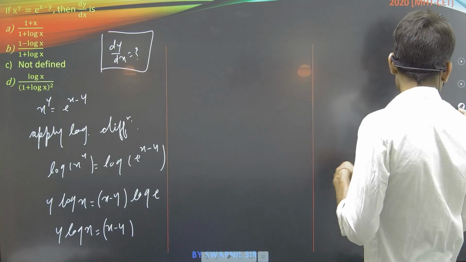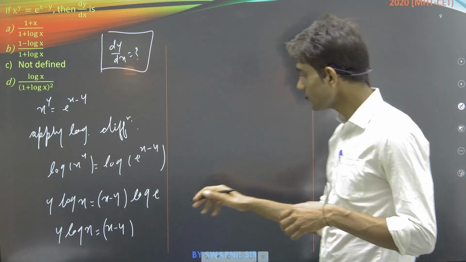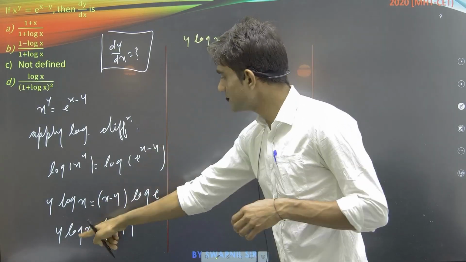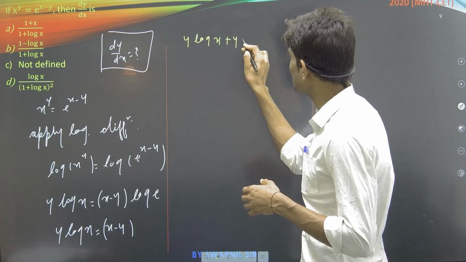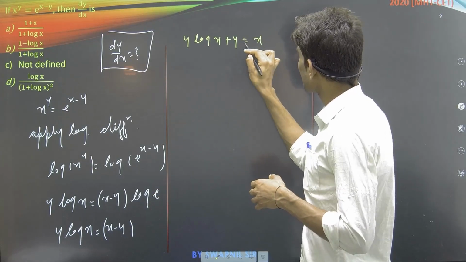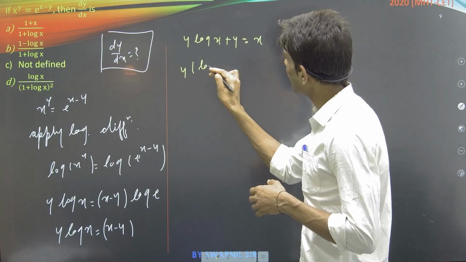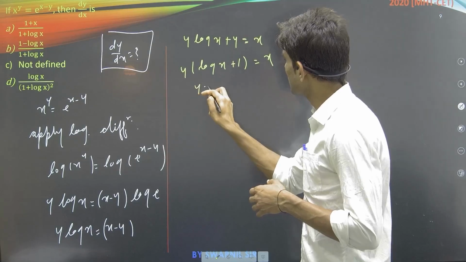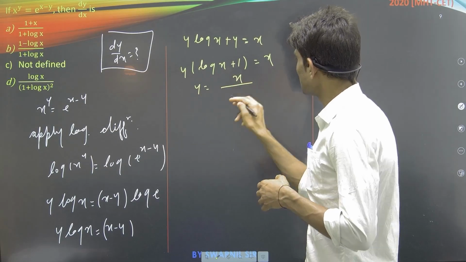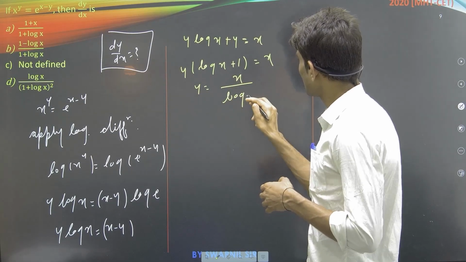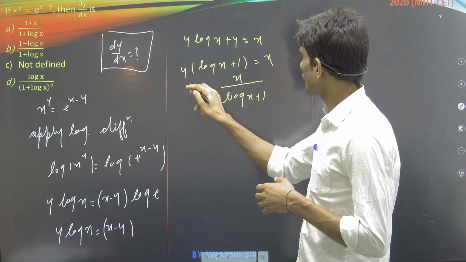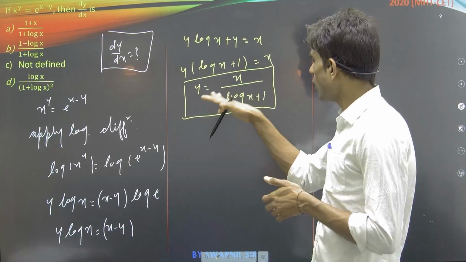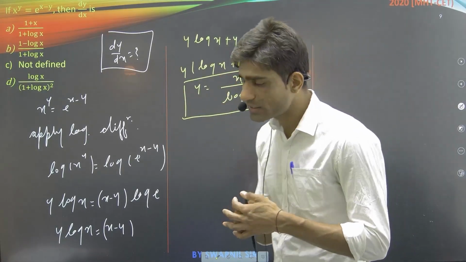So instead of arranging the terms later, let's arrange the terms first. Minus y to the other side: y log of x stays as it is, and minus y goes to the other side as plus y, with the remaining x on the other side. Take y common from here: y times log of x plus 1 equals x. So y equals x divided by log of x plus 1. This is the value for our given function y of x, which can be written as x upon log x plus 1.